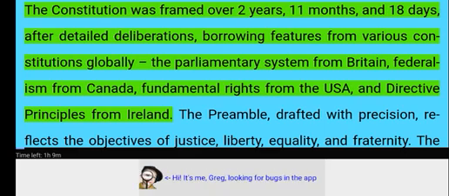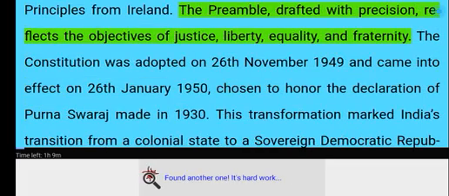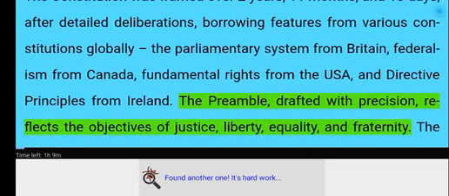The Constitution was framed over 2 years, 11 months, and 18 days, after detailed deliberations, borrowing features from various constitutions globally: the parliamentary system from Britain, federalism from Canada, fundamental rights from the USA, and directive principles from Ireland. The preamble, drafted with precision, reflects the objectives of justice, liberty, equality, and fraternity.